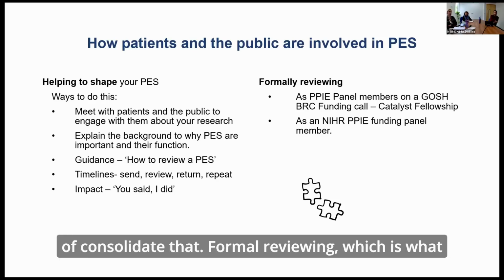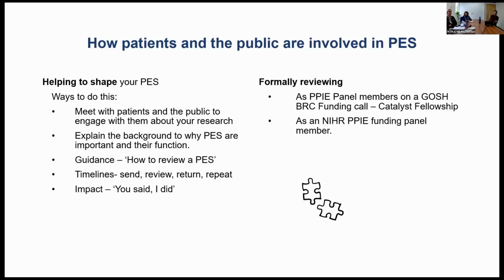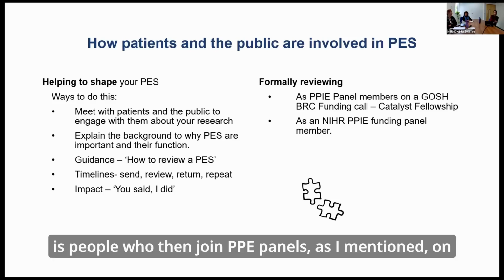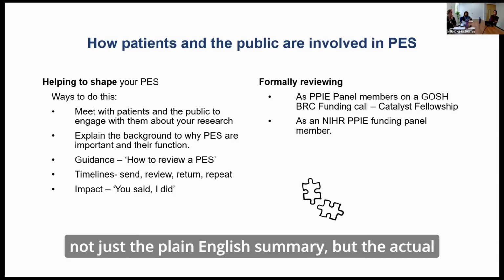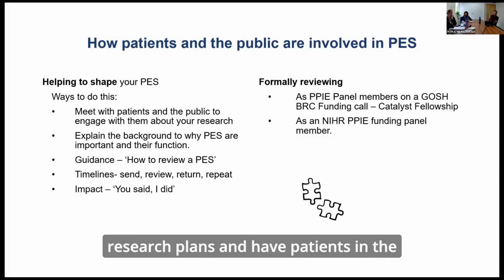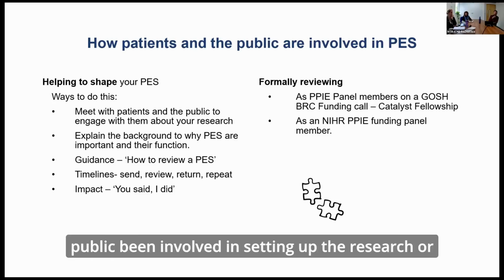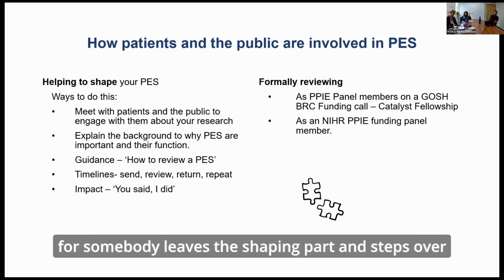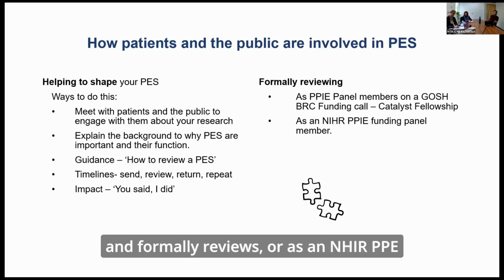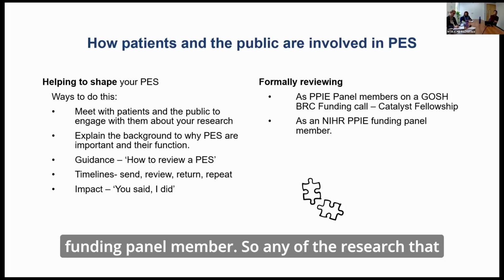Formal reviewing, which is what we're going to get on to now with Kate, is people who then join PPIE panels, as I mentioned, on funding calls, for example, the Catalyst Fellowship or the New Projects call. And their role is to formally review, not just the plain English summary, but the actual research plans, and have patients and the public been involved in setting up the research or getting involved in the early stages? You know, is there a budget set for PPIE, etc.? So that's kind of the formal reviewing part of it, where somebody leaves the shaping part and steps over and formally reviews, or as an NIHR PPIE funding panel member.